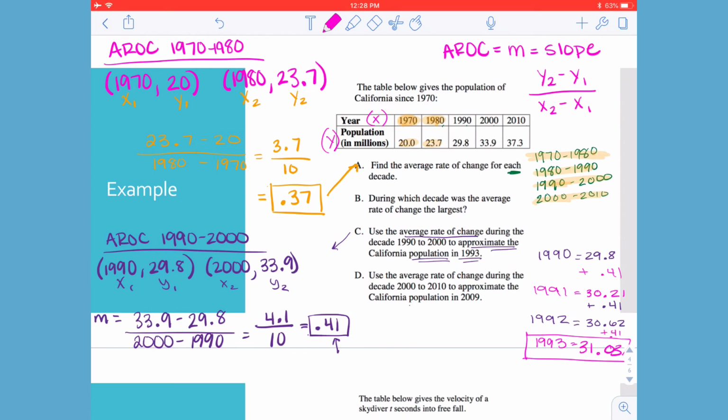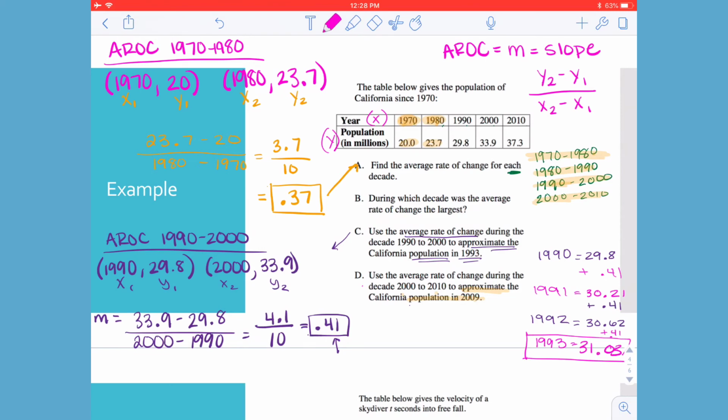I would do the same process in letter D, but I do want to make a note. You're being asked to find the average rate of change from 2000 to 2010, but you're being asked to approximate the population in 2009. And so we added up.